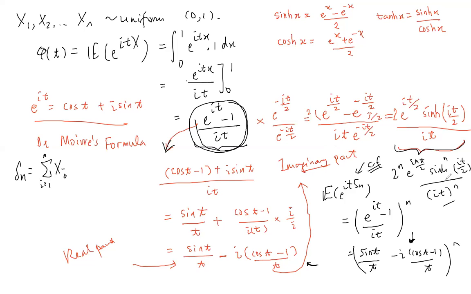Okay, (0, 1) may be a little bit hard, but if you have something symmetric like plus minus 1, then you may be able to get some results.